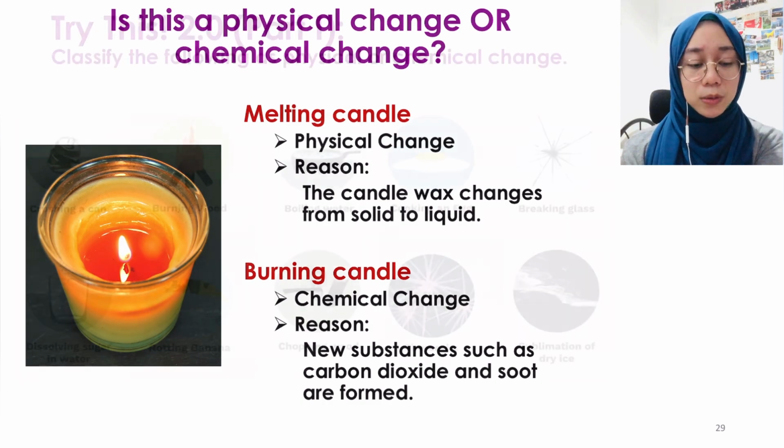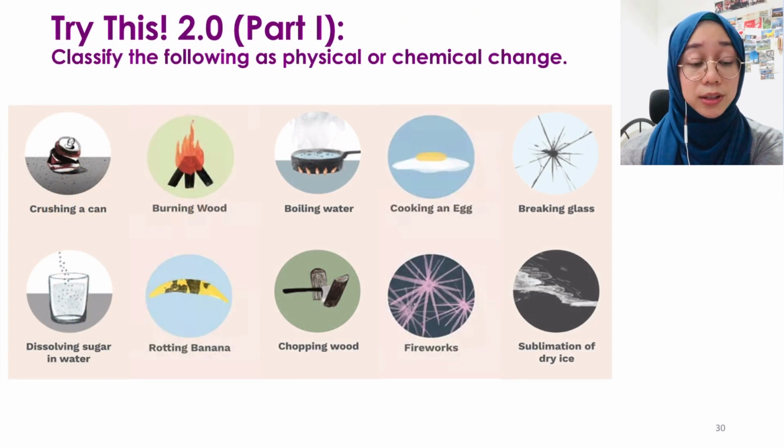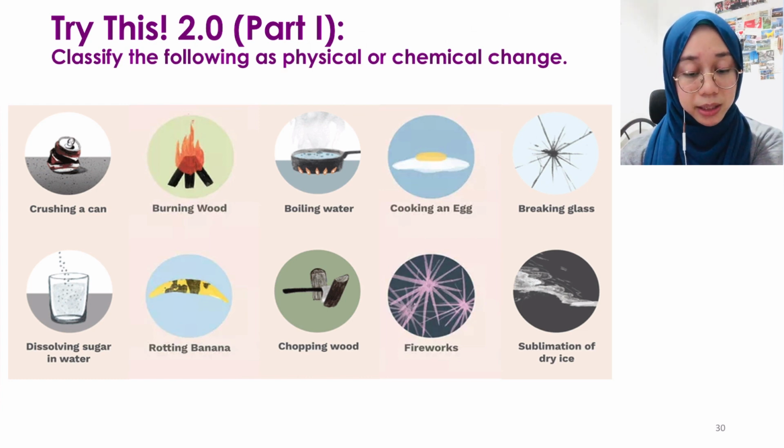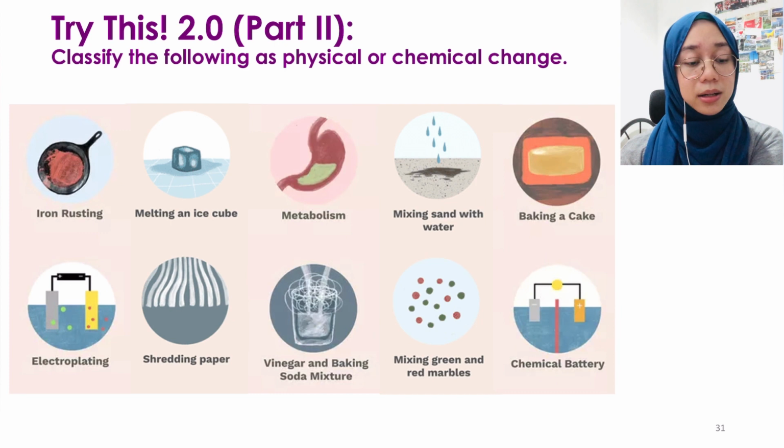Okay, so now it's your turn to try. So try this 2.0. Classify whether the following phenomena as physical or chemical change. Okay, so ada 20 Miss bagi sini. Ni ada 10 and then there's another one, the next slide. There's another 10 dekat sini. So tolong classifykan whether they are physical ataupun chemical change.